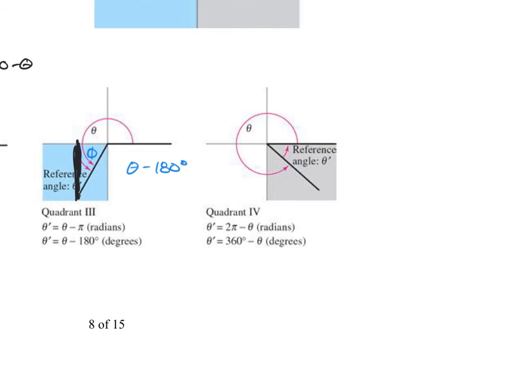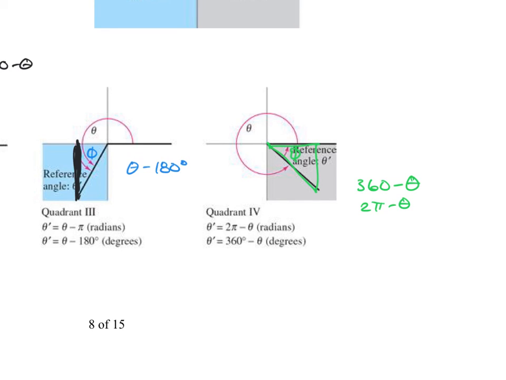Likewise, in the fourth quadrant, if I looked over here, think about a triangle dropped right there. We know the entire thing is 360 degrees. So if I want to find this angle phi right here, I would do 360 degrees minus theta, which is the same thing as 2 pi minus theta.